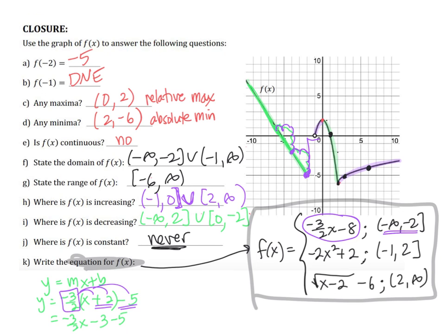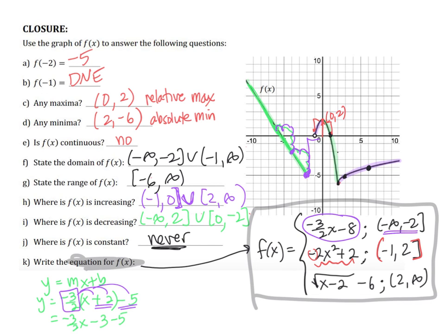Closed circle here, so inclusive of the 2. The next section was an equation of a parabola, except it's upside down, so I have to have this negative in front. All I did was shift the vertex to 0, 2, and then I stretched it and I flipped it, so I stretched it twice as far. So instead of x squared plus 2, it's negative 2x squared plus 2. Open circle, closed at the 2.